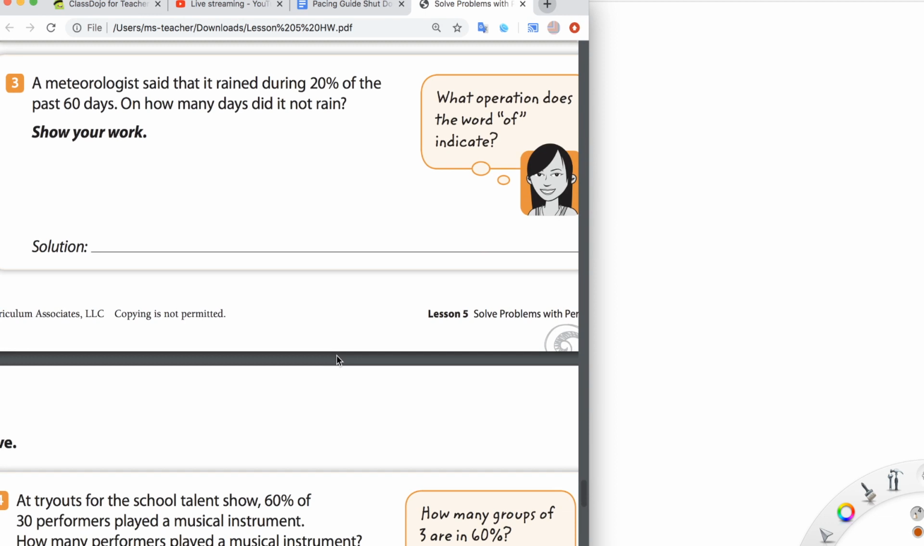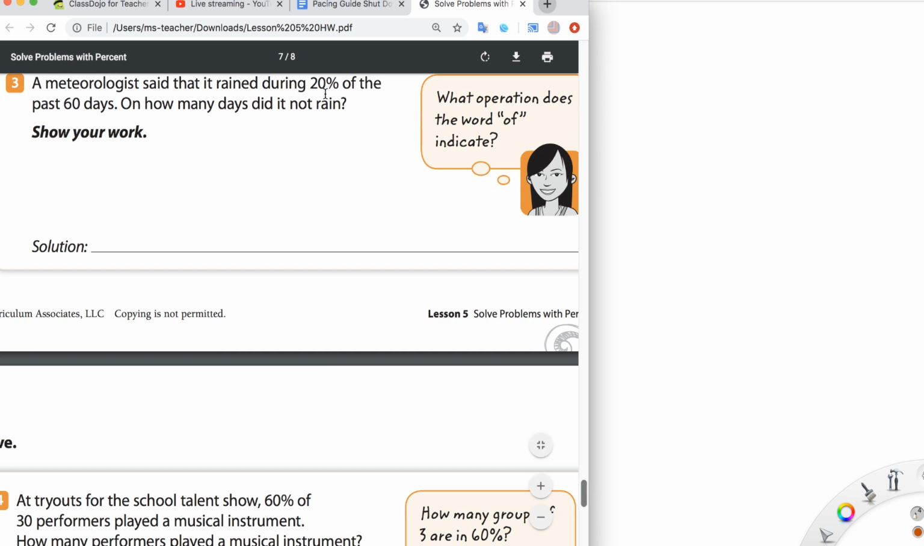A meteorologist said that it rained during 20% of the past 60 days. On how many days did it not rain? Okay, so the question tells us that this guy said 20% of the 60 days it rained. But the question says how many days did it not rain? That right there tells me it's going to be like a subtraction problem. Because I need to figure out how many days it rained, which is 20%, and it's going to be less than 60. 20% is less than 100%. So that means that my answer is going to be less than 60 days.